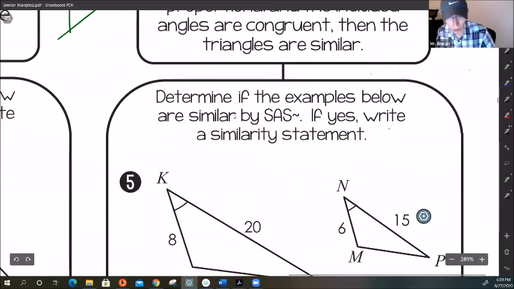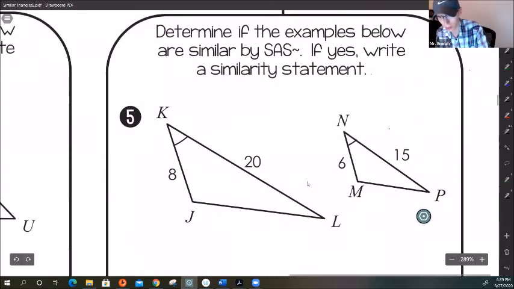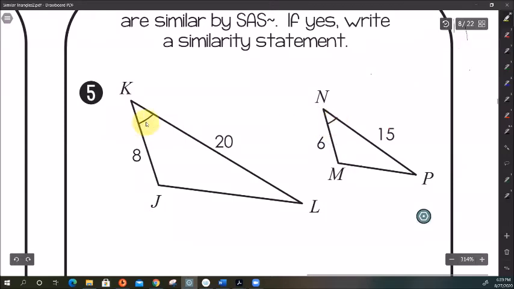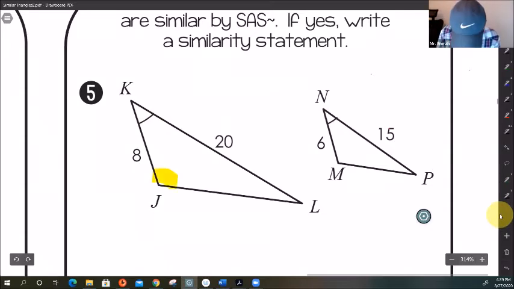Determine if the examples below are similar by side similarity. If yes, write the similarity statement. As you see, two sides are given to me and an angle in between. So K and N are the included angles. And what does this mark mean? They drew a single mark here. That means that they are congruent to each other. If I do the same mark on this side, I really mean that J, K, and M have the exact same measure.